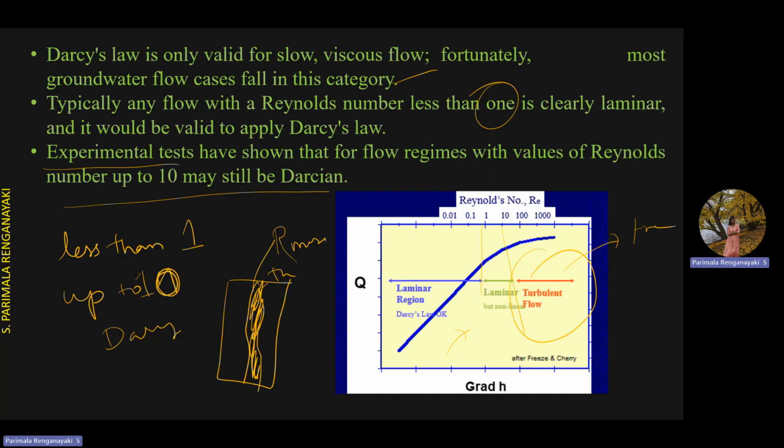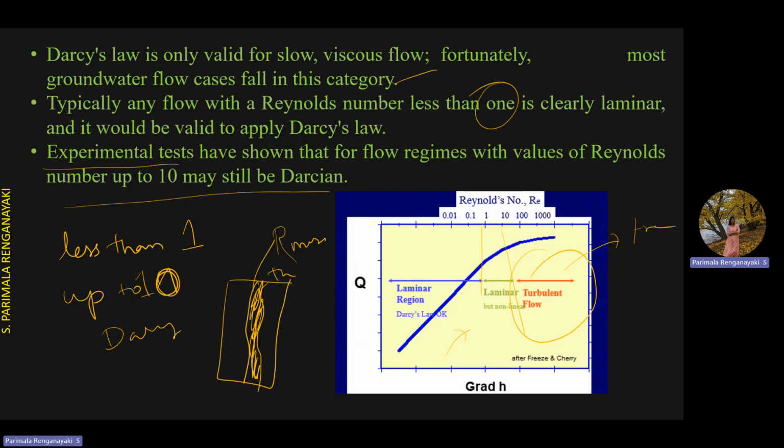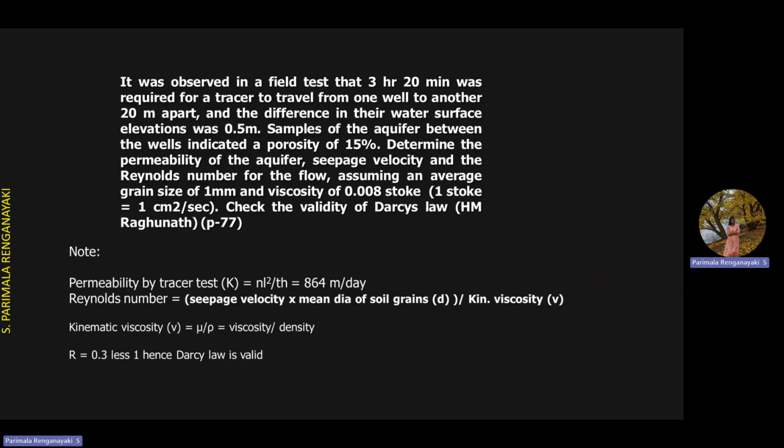Also, there are some limitations of Darcy's law. This is the validity. Limitation: Darcy considered a homogeneous material. But in reality, the aquifer will have heterogeneous material. Now, let us do one problem to understand Darcy's law.